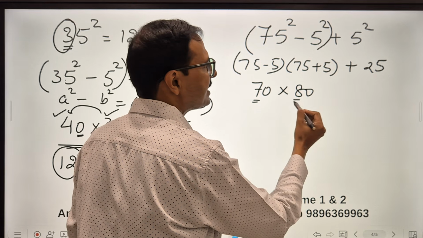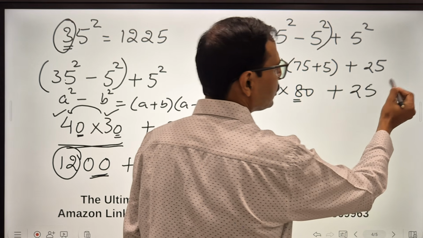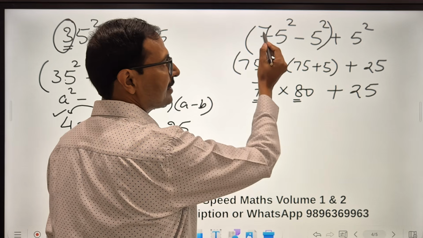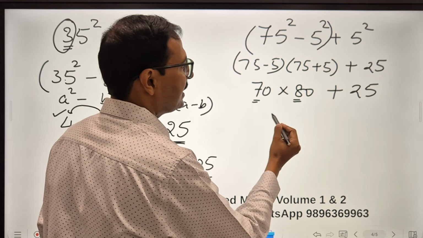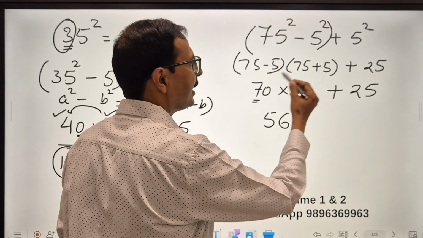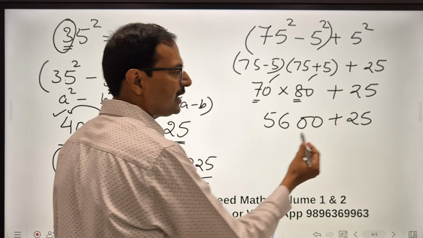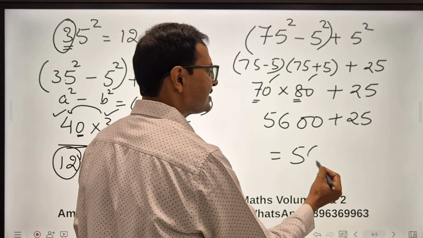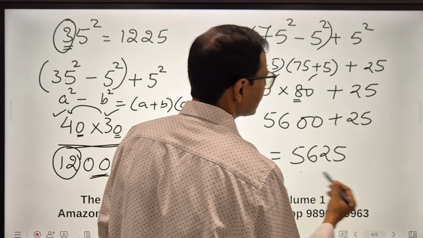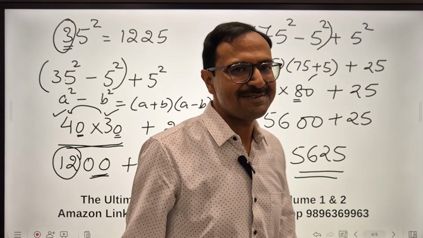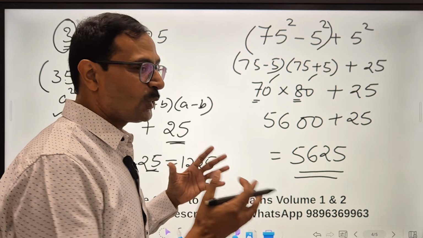See, 7 times 8, and add 25 to the result. So 7 times 8, as we should have done directly, is 7 8s are 56, followed by 2 zeros, and 2 zeros under which we have to write 25 will make it 5625 as the square of 75. See, it is so easy.